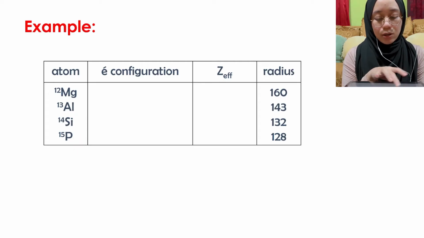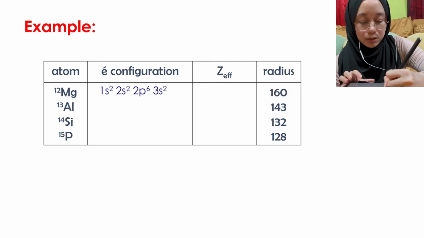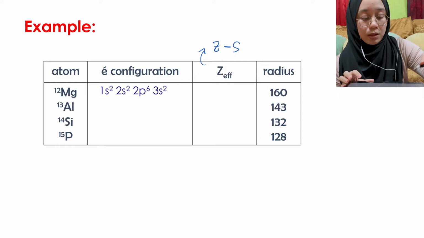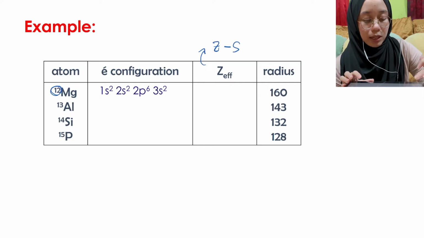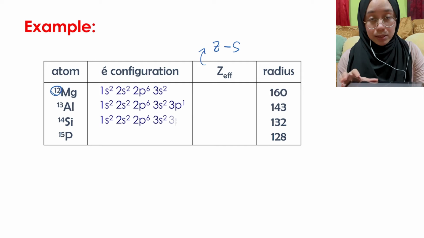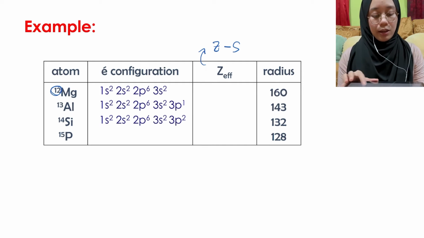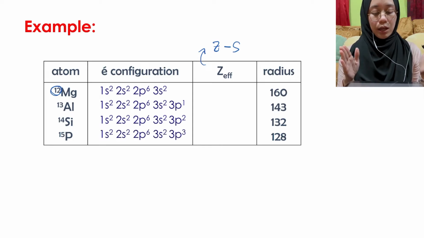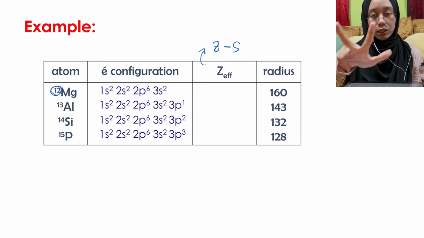So if we write down the electronic configuration, for magnesium it is 1s2, 2s2, 2p6, 3s2. So remember the formula of ZEF just now is Z minus S, right? Where Z is the proton number: 12 for magnesium, 13, 14, 15 for phosphorus. So we need to figure out the S, where S is the number of electrons in the inner shell. For our elements in period 3, 1, 2, 3, it means they have 3 shells.